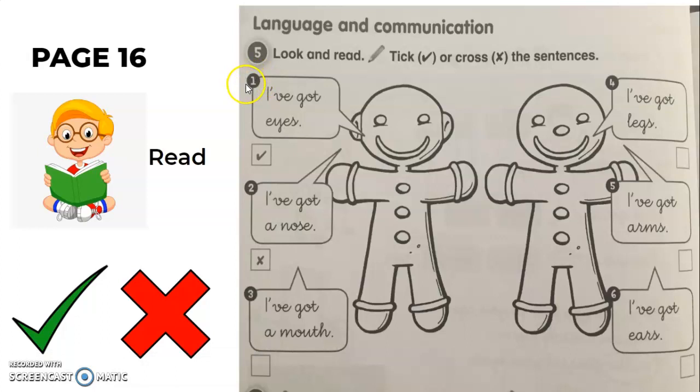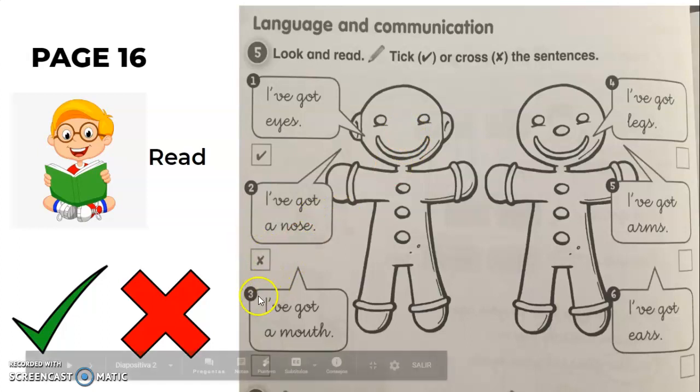Sentence number 1 says, I've got eyes. This is true because this ginger man has eyes. So you must do a tick. In sentence number 2, I've got a nose. This is false. Okay, this is not true. It's false because this ginger man hasn't got a nose. So you have to put a cross.